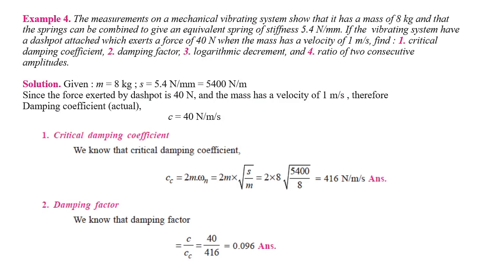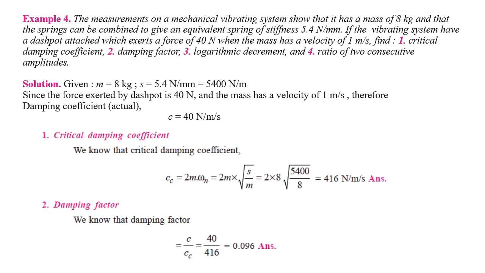Logarithmic decrement. Last problem now, fourth problem. The measurement on the mechanical vibrating system shows that it has a mass of 8 kg and that the spring can be combined to give the equivalent spring stiffness of 5.4 Newton per mm. Mass and spring stiffness is given in this sentence. If the vibrating system has a dashpot attached which exerts a force of 40 Newton. Now that vibrating system has a dashpot, that is a damper, which exerts a force of 40 Newton when the mass has a velocity of 1 meter per second.